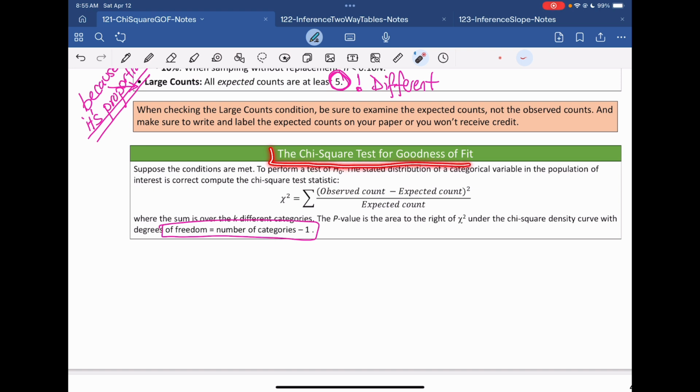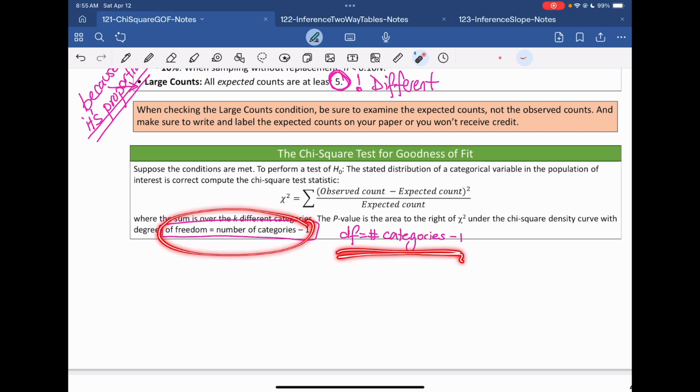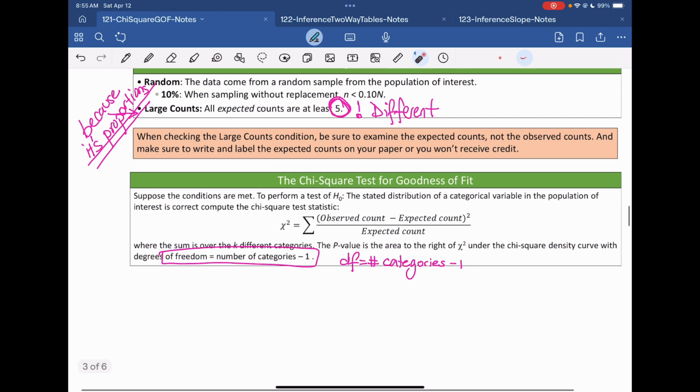Okay, so the chi-square test statistic for goodness of fit, we talked about this already. What's different about the degrees of freedom here is that degrees of freedom is number of categories minus 1. It says it with words here, a little shorter version. Degrees of freedom is number of categories minus 1, so 1 less category. In the M&M problem, since there were 6 categories, colors, it would be 6 minus 1, 5, degrees of freedom of 5.